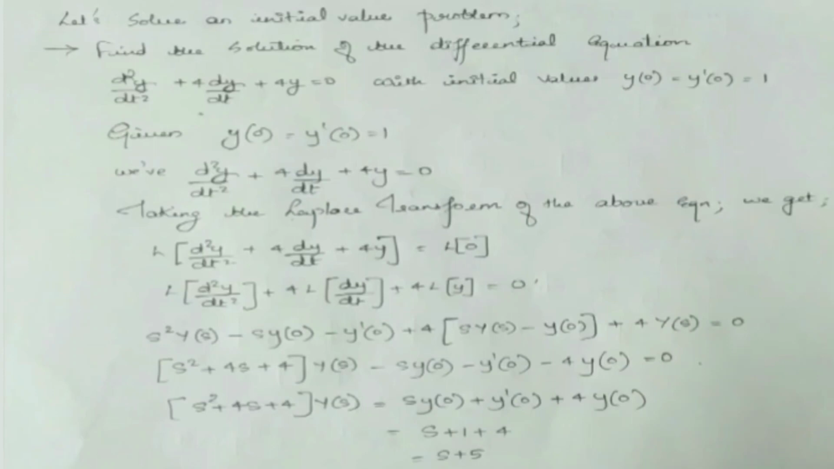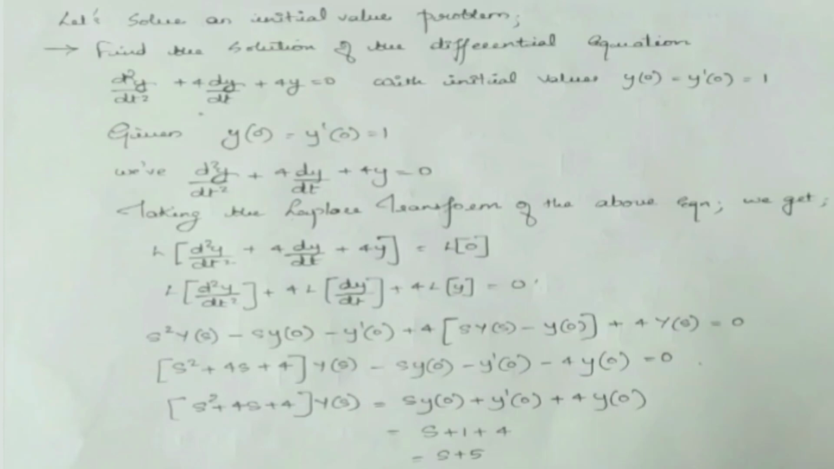Let's take the Laplace transform. Laplace of d square y by dt square plus 4 dy by dt plus 4y is equal to Laplace of 0, right? Now let's split these terms using the linearity property and write it as Laplace of d square y by dt square plus 4 Laplace of dy by dt plus 4 Laplace of y is equal to 0. Why 0? Because Laplace of 0 is 0. Now let's expand. s square Y of s minus s y of 0 minus y dash of 0 plus 4 into s Y of s minus y of 0 plus 4 into Y of s is equal to 0.